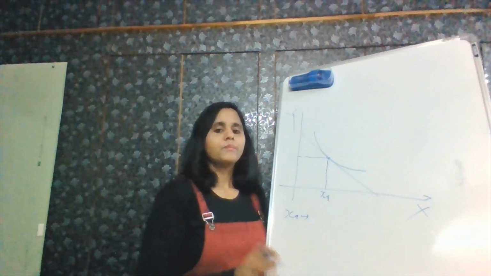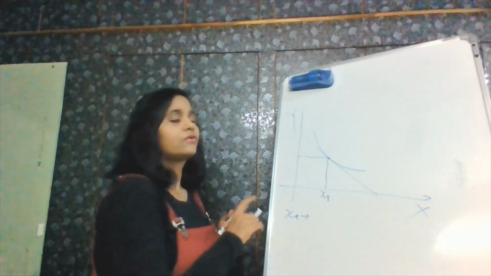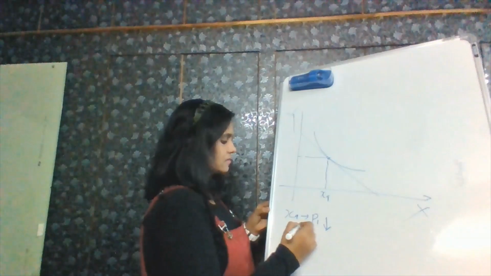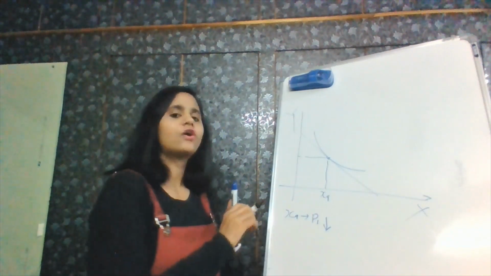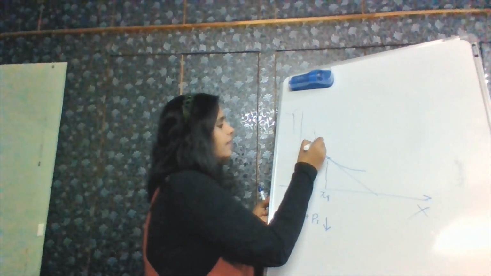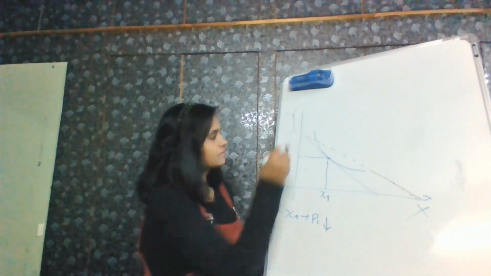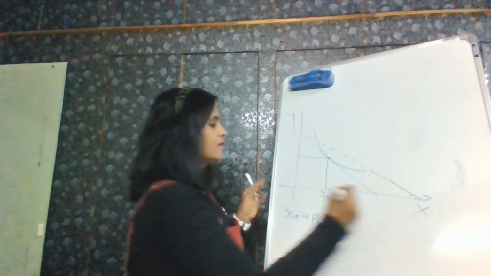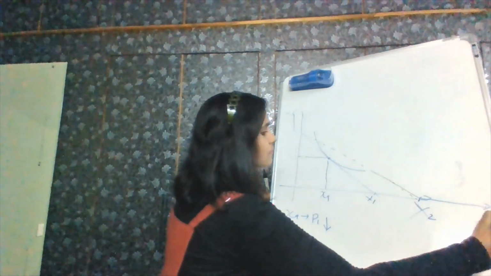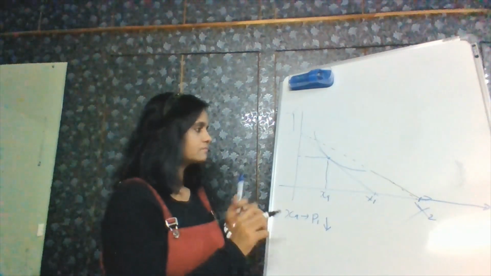Now, as we had seen in Hicksian also, because of the price P1 reducing for X, you can buy more of good X. So your income line gets changed. Earlier it was X1 here, now it becomes X2 here, after the change in price P1.